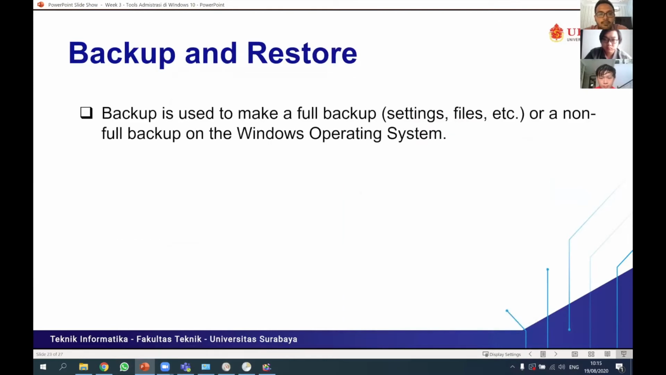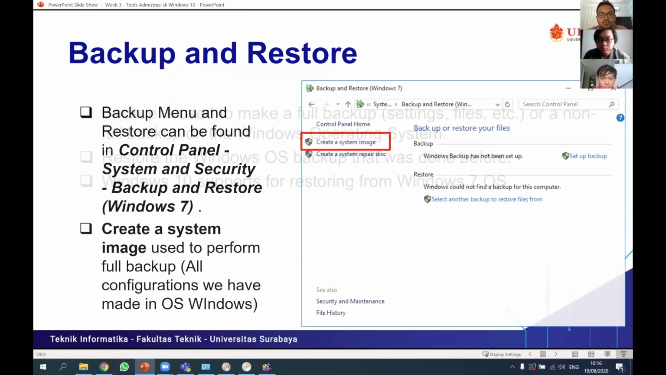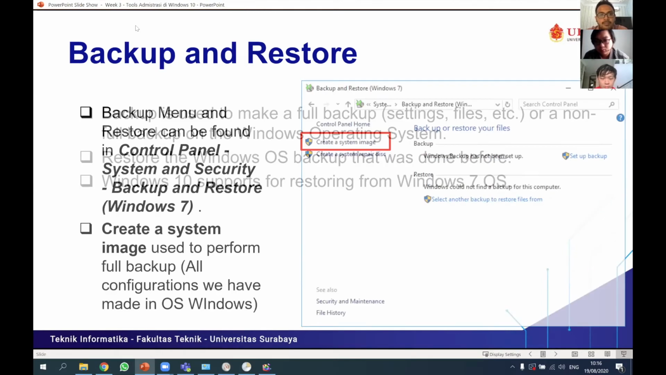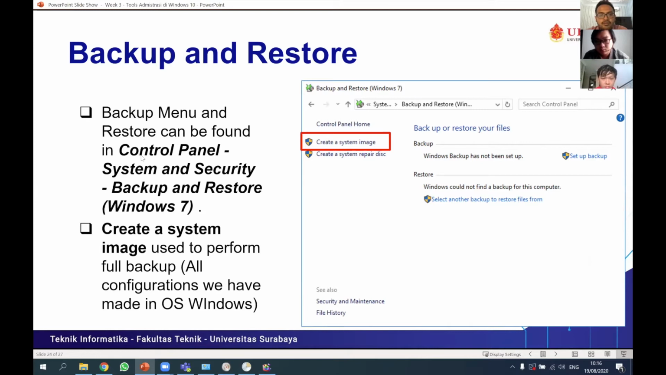And backup and restore. Backup is used to make a full backup, settings file, or a non-full backup on the Windows operating system. So for example, if you want to back up your computer, Windows 10 will support it. The backup and restore menu can be found in control panel, system and security, backup and restore for Windows 7. Create a system image is used to perform a full backup of all configuration we have made in the Windows operating system. So for example, if you have Windows 7 before, you can back up, then you can migrate to Windows 10, right?